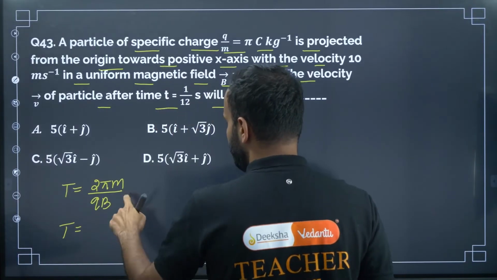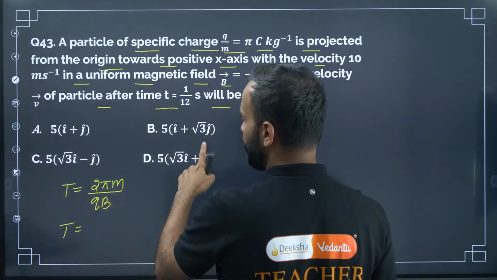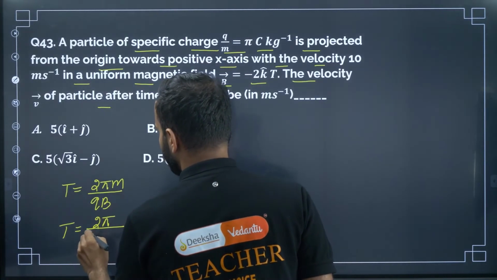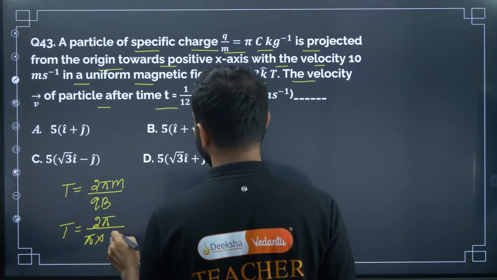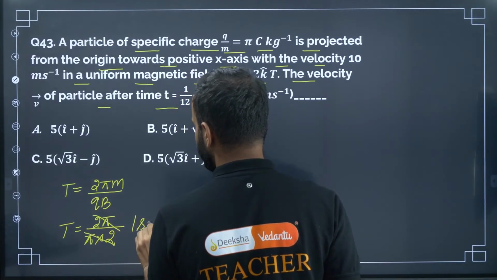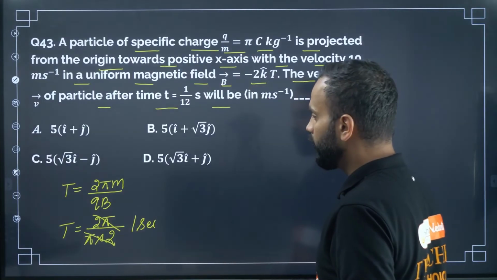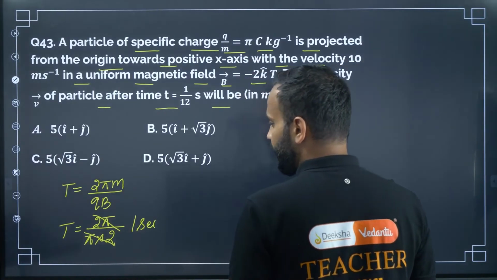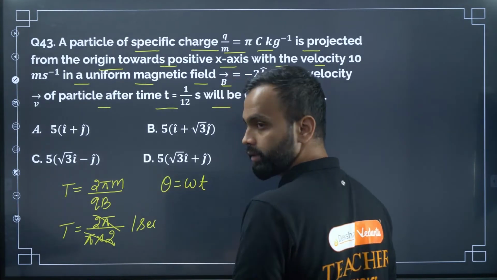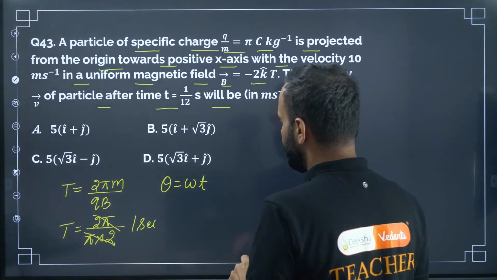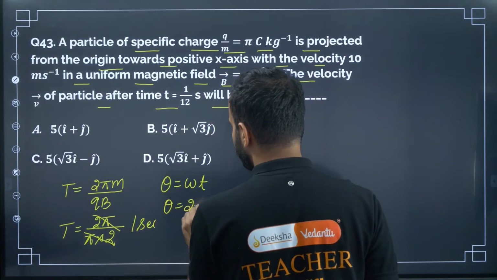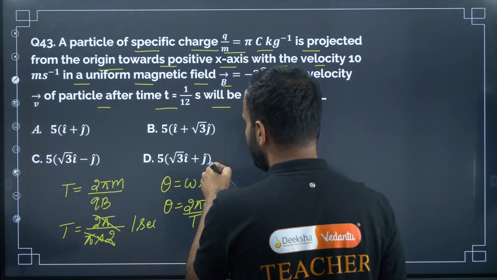Here q by m is given as pi, right? So m by q is 1 by pi. So 2 pi divided by pi into B. B is 2, right? So 2 pi will get cancelled. T equal to 1 second. So we know that theta equal to omega into t, right? Theta equal to omega into t. So now theta equals omega, which is 2 pi by T, into t.